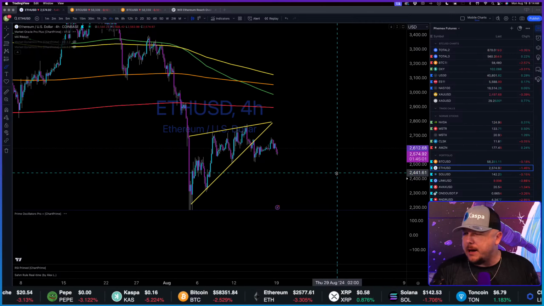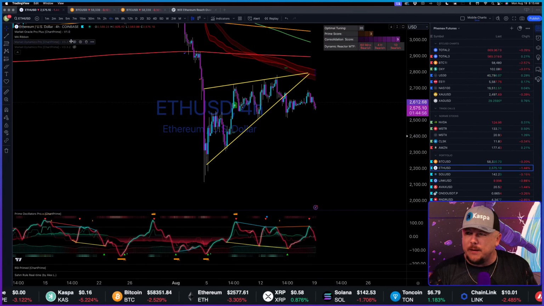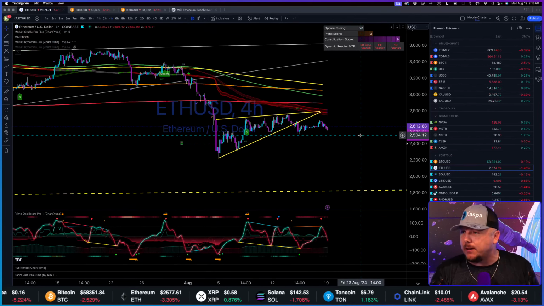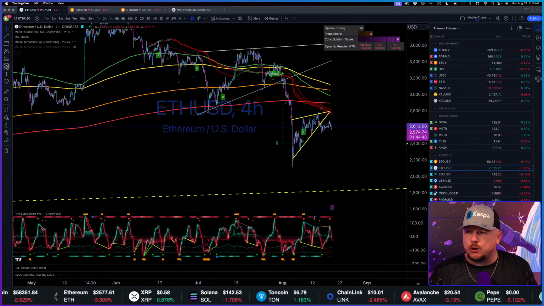We did break out of that pattern that we were talking about last week. There was a nice little level down here that really, if you guys take a look from this point up here, we had a breakout of the pattern up here on Ethereum that the Market Dynamics Pro from Chart Prime picked up.